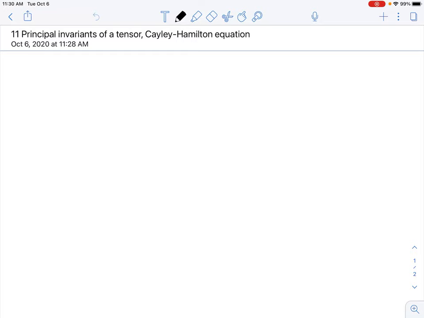Hey everyone, we have a relatively short one today, the final one on tensor and vector algebra. It's on the principal invariants of a tensor and the Cayley-Hamilton equations. This is chapter 2, section 16 in the textbook. So first thing we're going to do is get to the characteristic equation for a tensor.